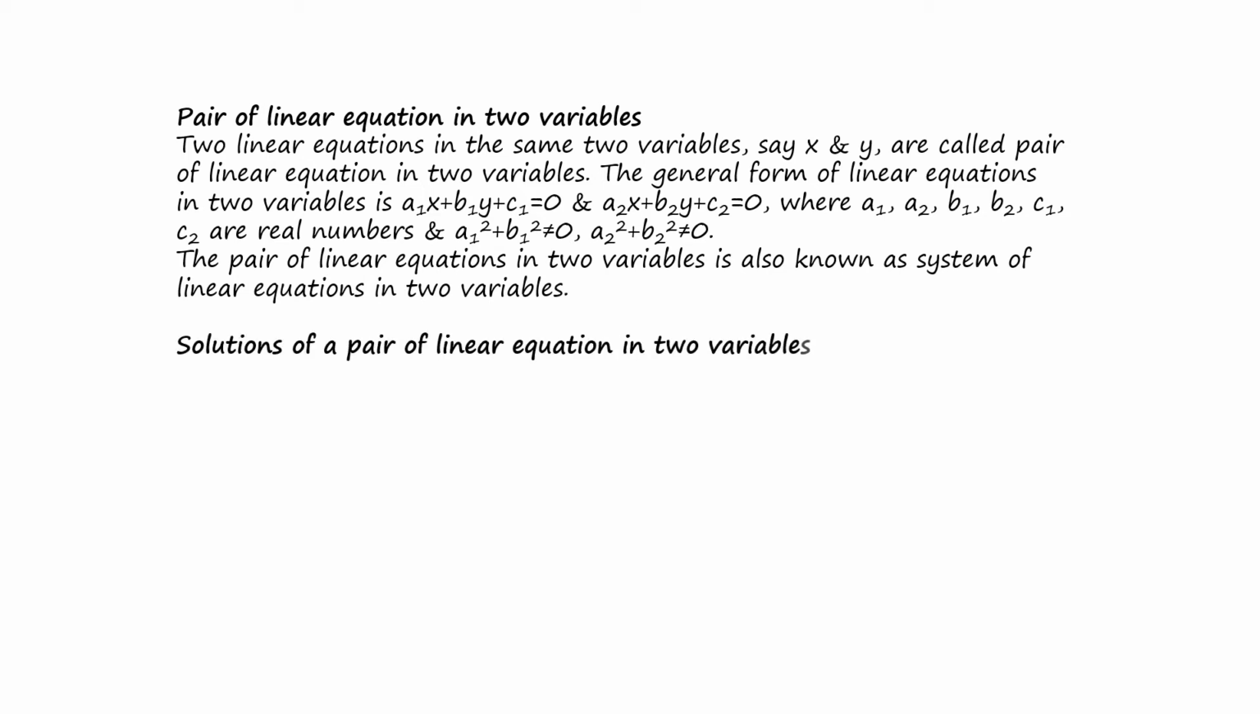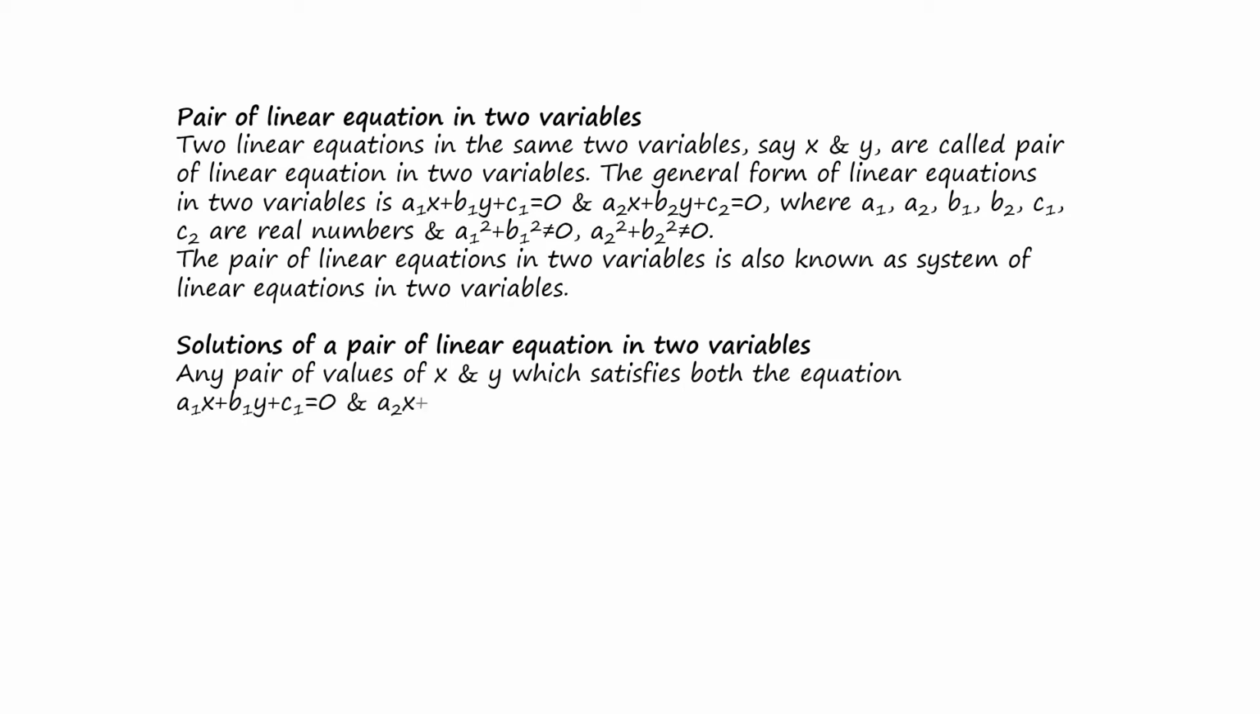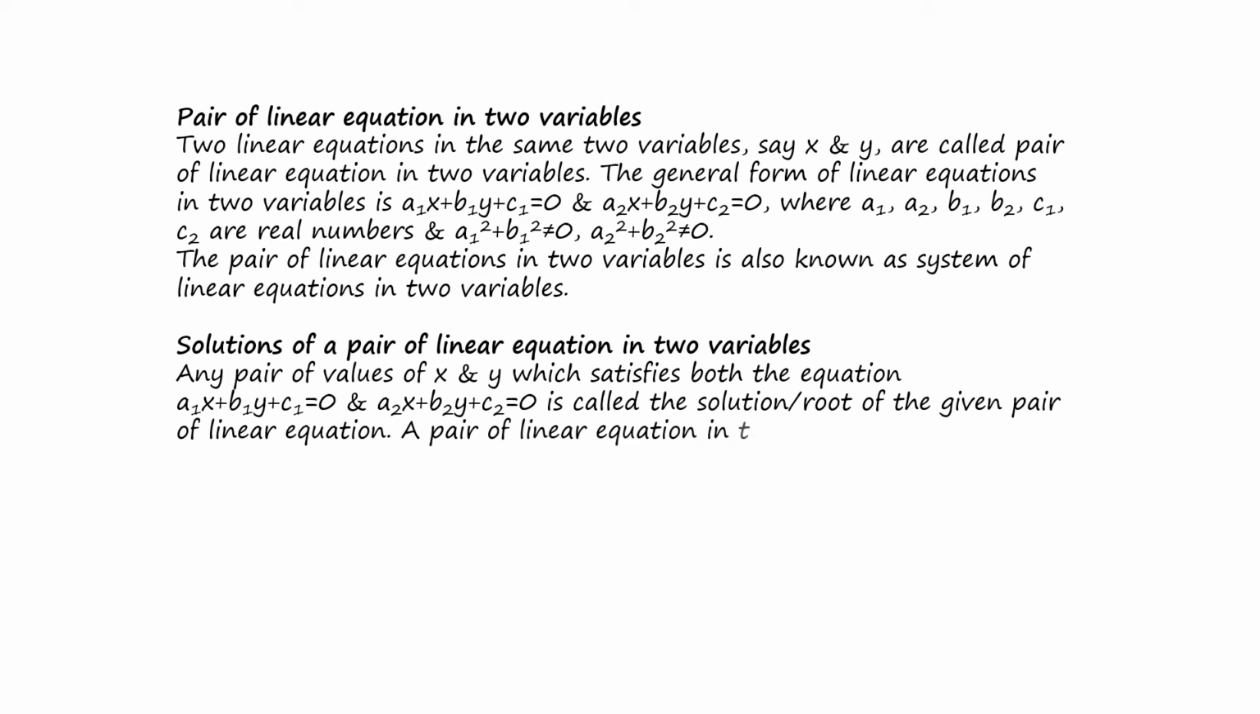Solution of pair of linear equations in two variables. Any pair of values of x and y which satisfy both the equations a1x plus b1y plus c1 equals 0 and a2x plus b2y plus c2 equals 0 is called the solution or root of the given pair of linear equations. A pair of linear equations in two variables can be solved by the following two methods.